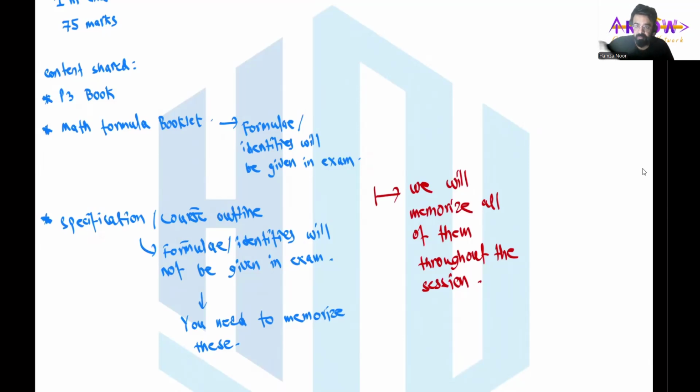And when in the exam you will be given the booklet, you will have an extra advantage: for those formulas which will be given in the exam, if you forget any formula or identity, you can just see from the booklet. Okay, so the best solution is to learn all of them by heart. And inshallah, you would be able to do so according to the classes which we are going to cover, step by step आपको सब याद हो जाएगा.